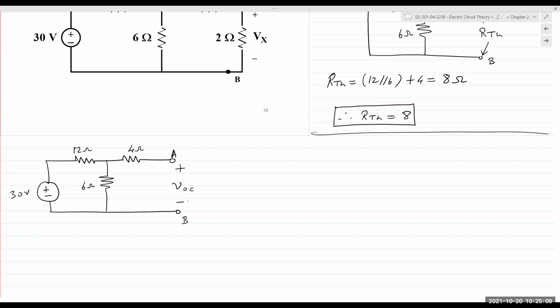Forget about RTH, forget about the values. We simply have to analyze this circuit independently. So our job now is to find the open circuit voltage at the output terminals, and that open circuit voltage, VOC, would be our Thevenin voltage for that circuit up there. Does that make sense?